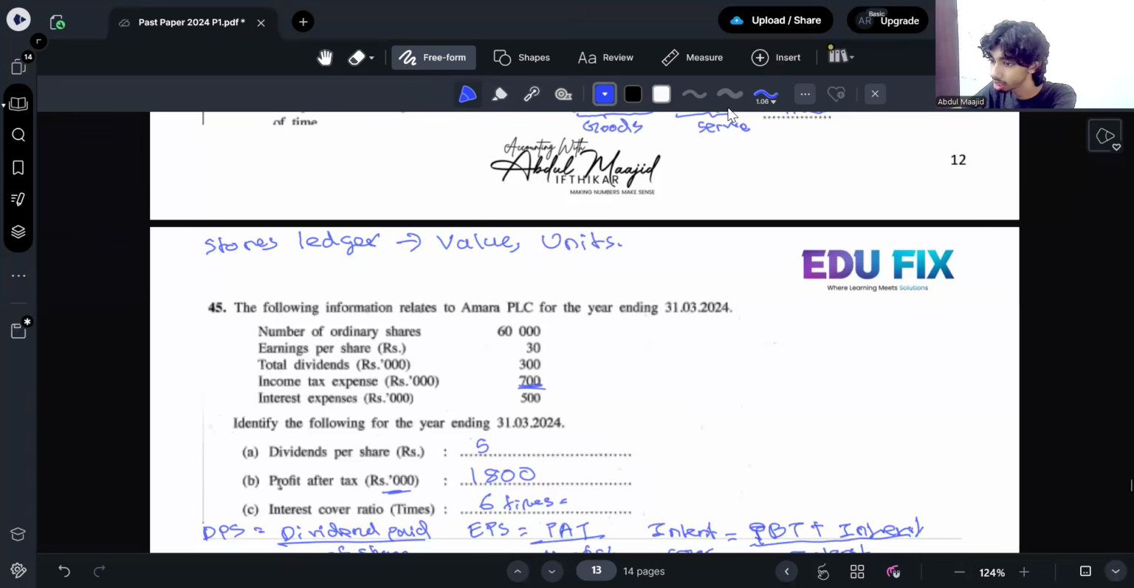only the units in which record? Now in stores ledger, we show the value of inventory and units also. Where do we show only units? Bin card. In the bin card, we show only the movement in number of units. How much came in, how much went out.